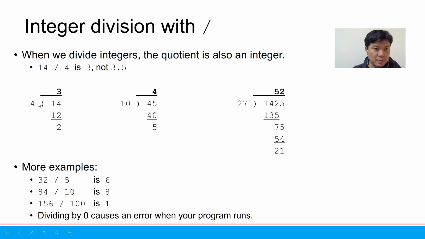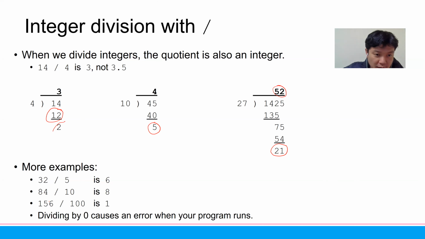So 3 multiplied by 4, we have 12, and yeah, the remaining is 2. Okay, so we have 45 divided by 10, then it is 4, and the remaining is 5. And if it is 1425, we divide with 27, the result will be 52, and the remaining will be 21. With more examples, you can see 32 divided by 5, so the result is 6. If 84 divided by 10, it is 8. 156 divided by 100 is 1.